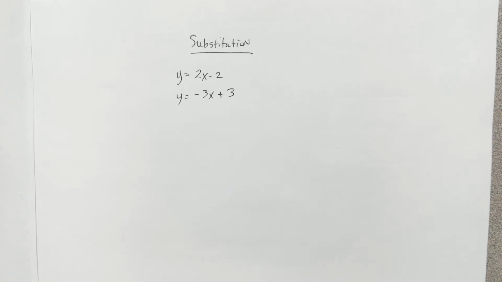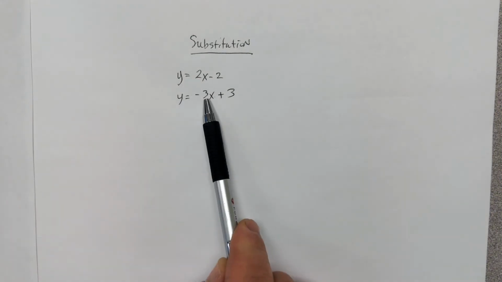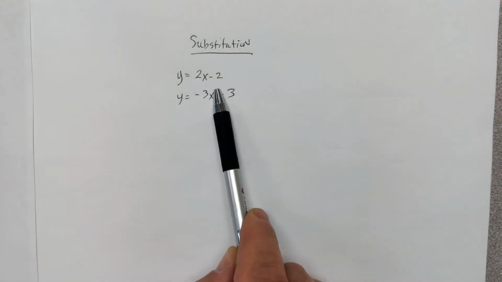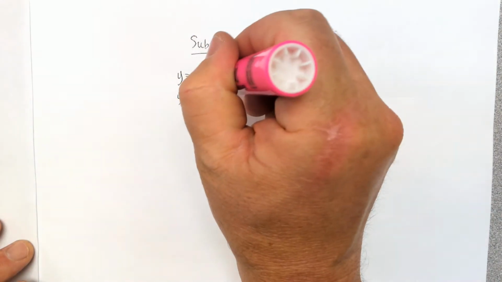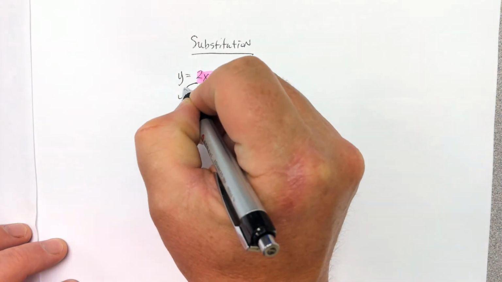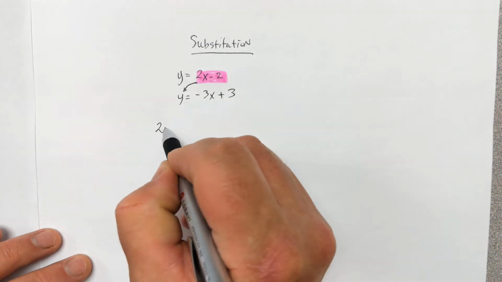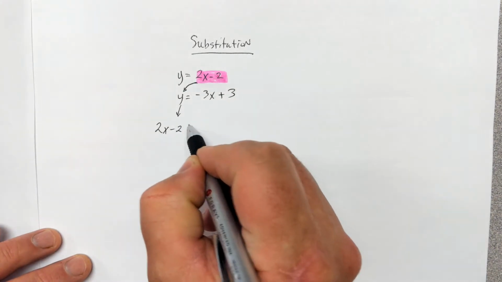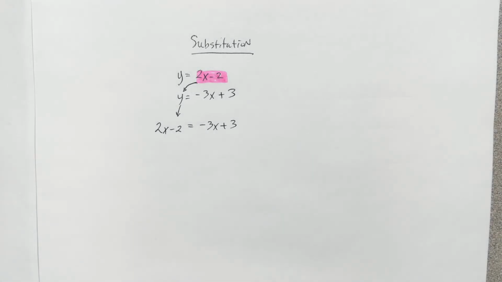Substitute means replace. Do you see y equals this, but y also equals that? That means these are equal. Here's what y equals. And so I'm going to replace this other y with what it equals. I'm going to put it right there. So I'm going to write 2x minus 2, because that's what y equals, equals negative 3x plus 3. That's substitution right there. Then you solve.